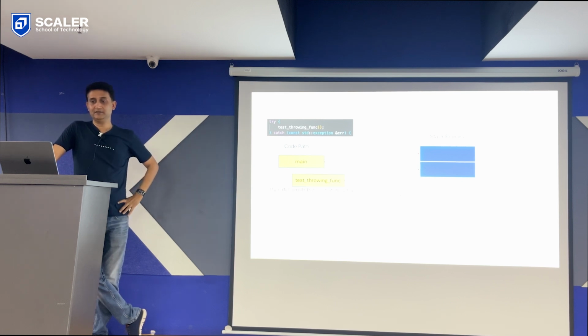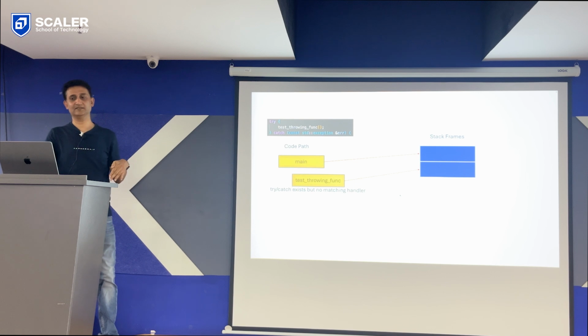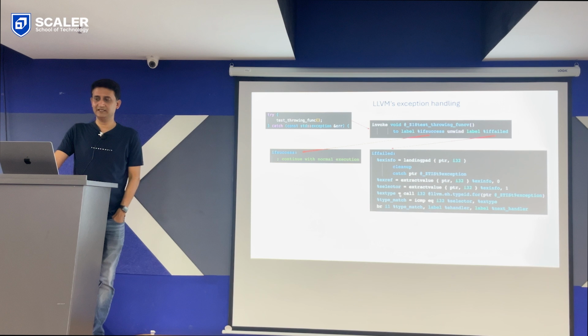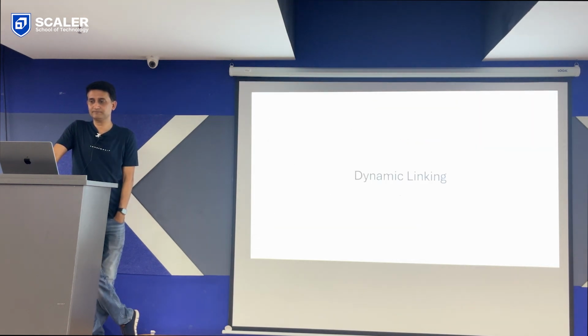So then the code would again check, is there a matching handler? So try catch might exist but no matching handler. So again, unwind. Then it will go to the main. Does this have a matching handler? Yes, then execute the handler. This is how try catch effectively works. Something that you guys knew, but with the knowledge of stack frames, now it's hopefully become a little more complex. Now, the exact mechanics of how it's implemented, I don't have time for, so I'm going to skip this.